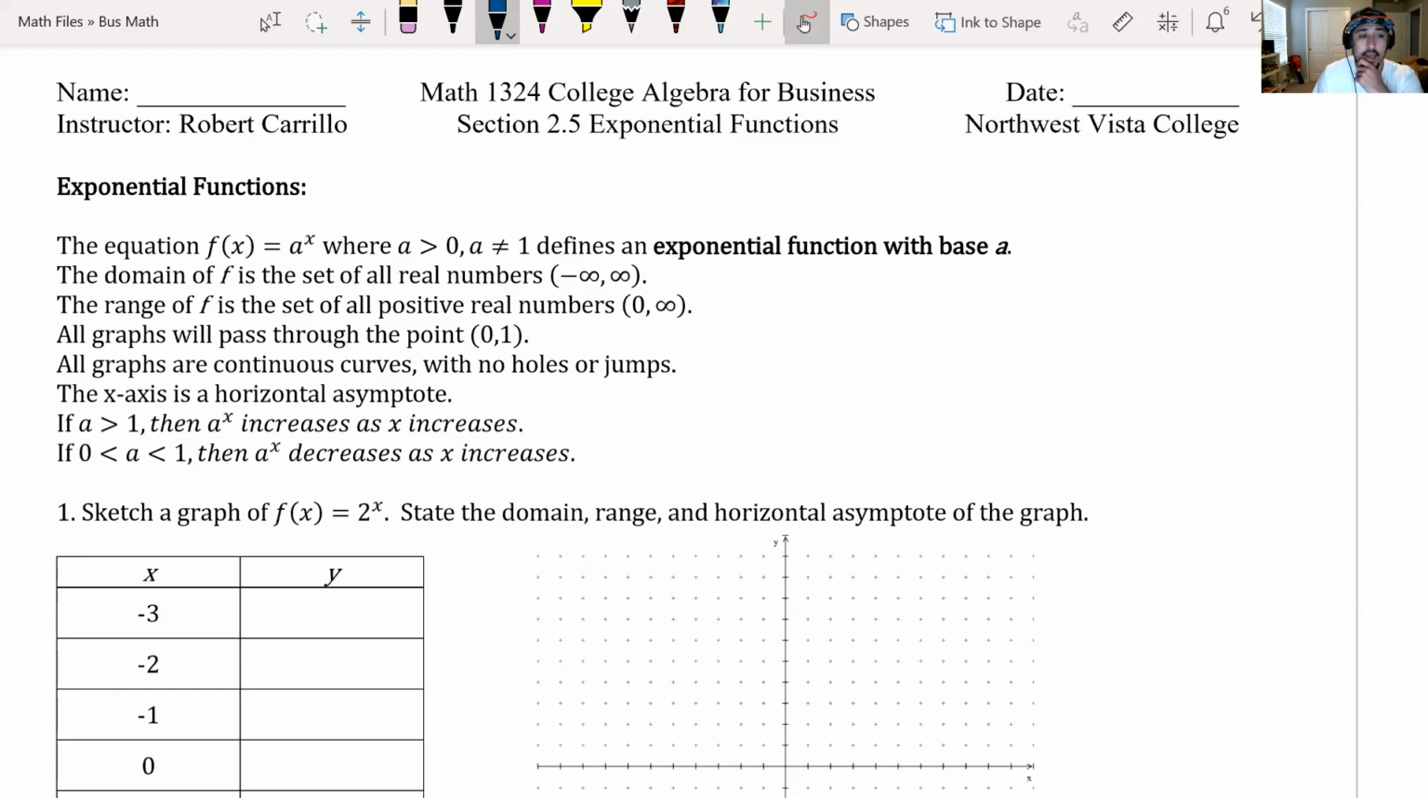Okay. And then, if the base of the exponential function is greater than 1, then it's an always-increasing function. If the base is between 0 and 1, then it is an always-decreasing function. Okay, those are the properties of an exponential function.